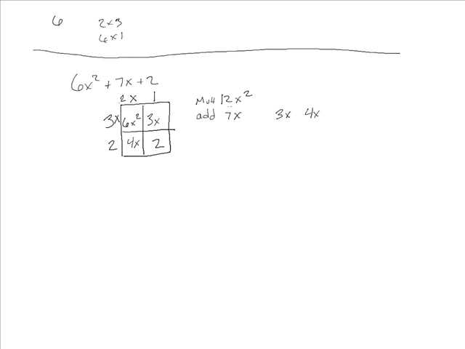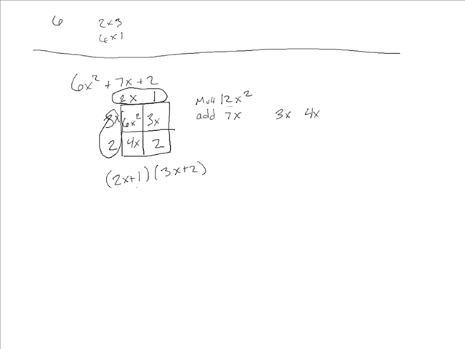If I look at this top part, this is going to give me one of my binomials, 2x plus 1. So that's half of my answer, 2x plus 1. Now to get the other half, I just look at the vertical part here, 3x plus 2. So that's my other binomial, 3x plus 2. Now I've found the two things that when I multiply them together, they give me 6x squared plus 7x plus 2.